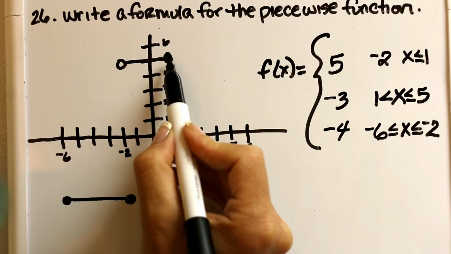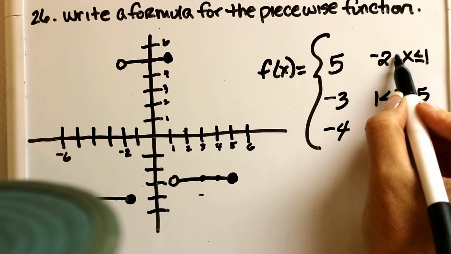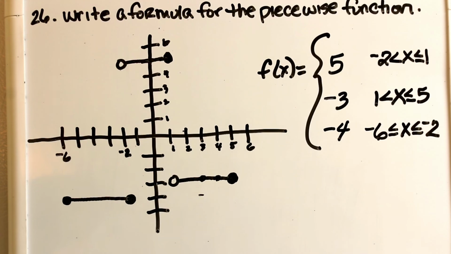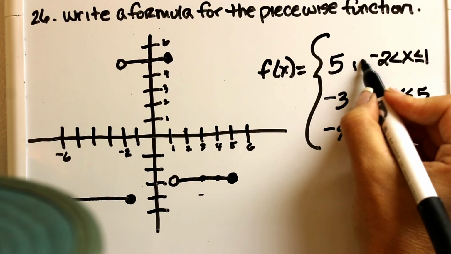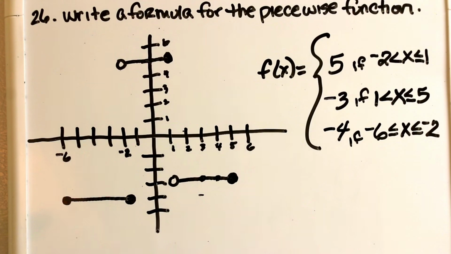At 1, the endpoint is colored in, so it has an equal sign. At -2, it's opened, so there is no equal sign. This is our final piecewise function.